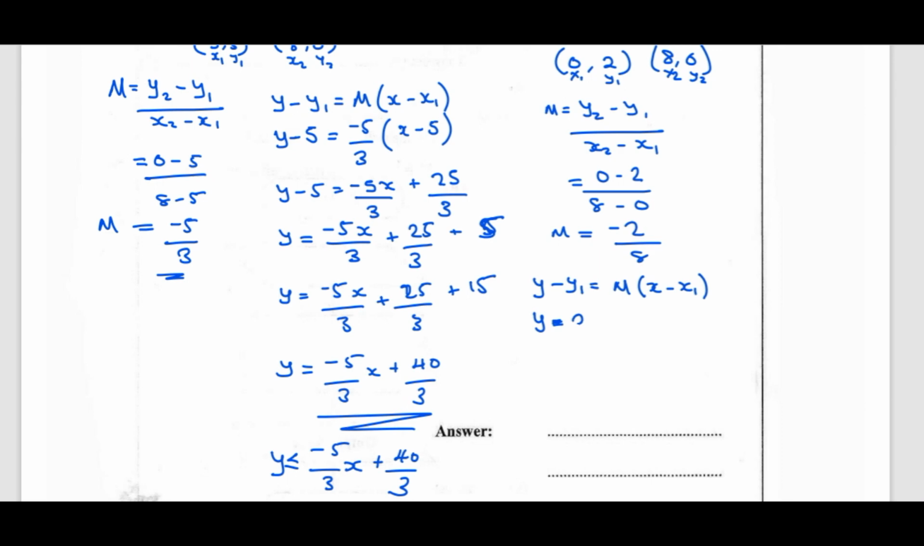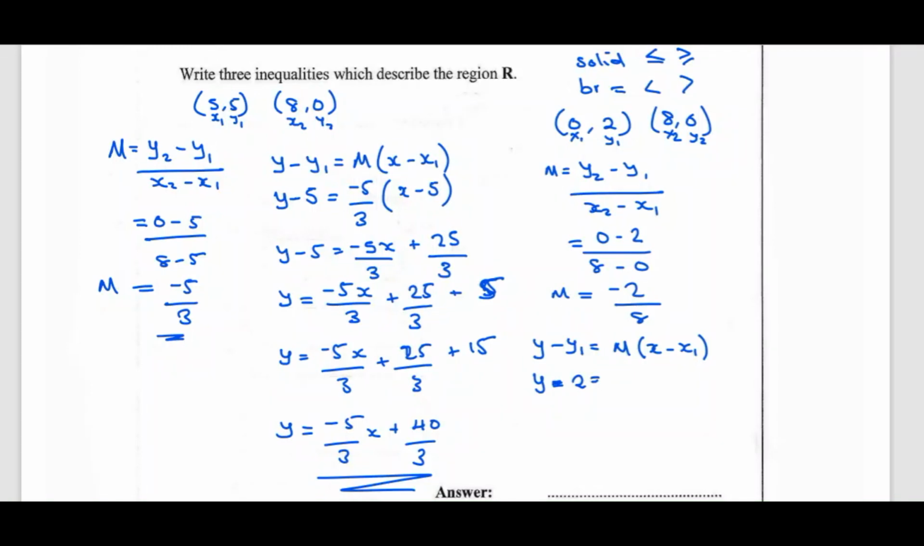So we can substitute y minus y1. So y1, it is 2 that we have. So we have y minus 2 is equal to, where is our gradient? So our gradient is here. So we have negative 2 over 8. So in brackets, we have x minus x1, that is 0. And then you would say y minus 2 is equal to, when you multiply, we're going to have negative 2x over 8. When you multiply everything by 0, we're going to have a 0. And then we're going to have y is equal to negative 2 over 8x. So this negative will change to positive. So we're going to have a positive 2 there.